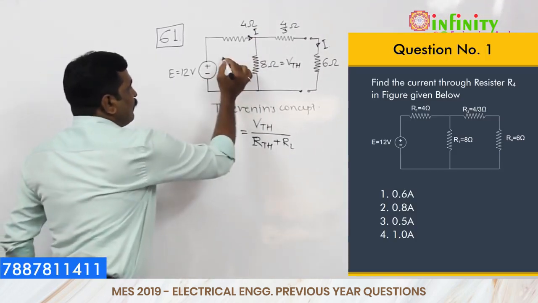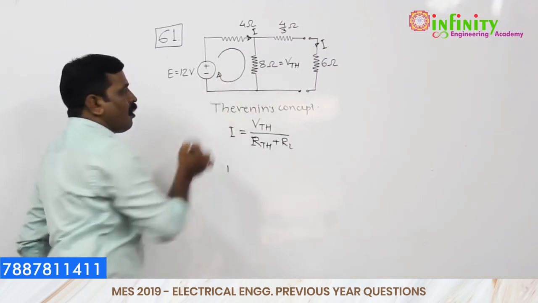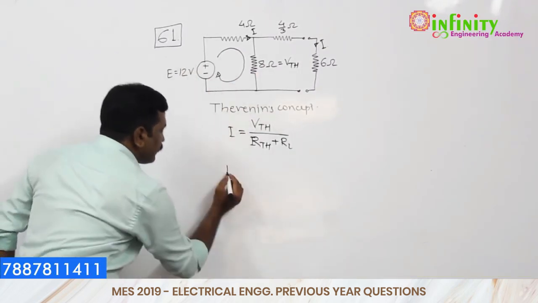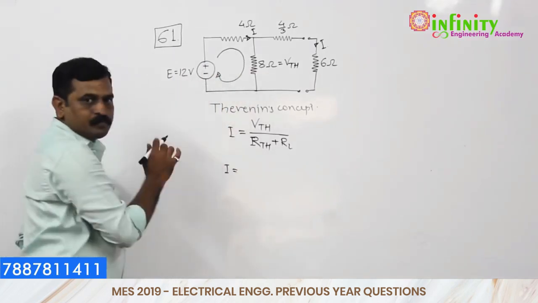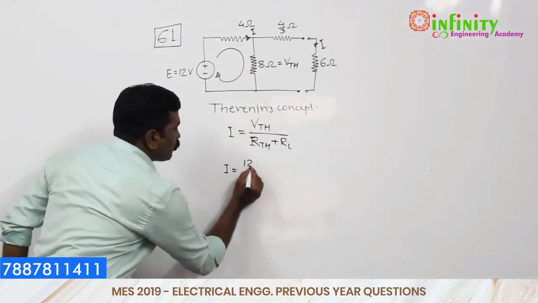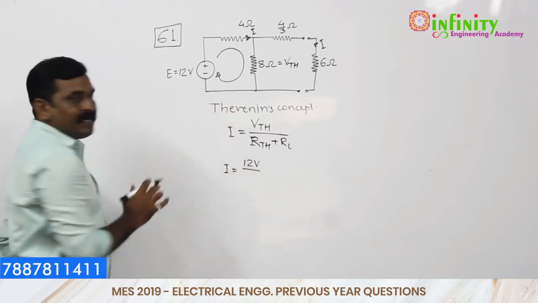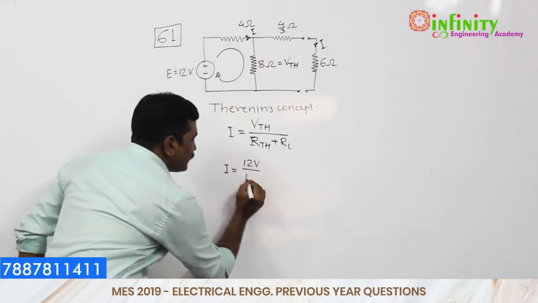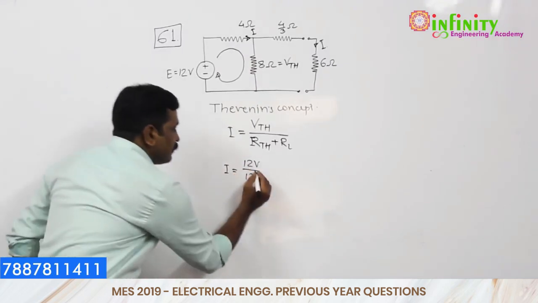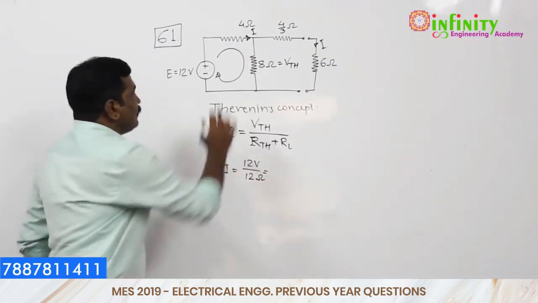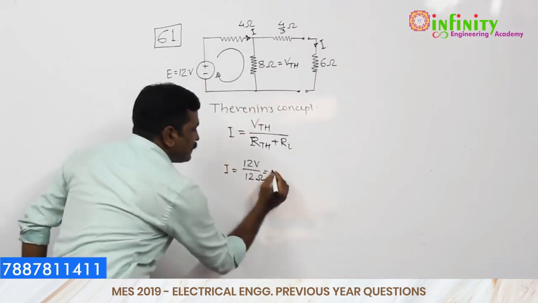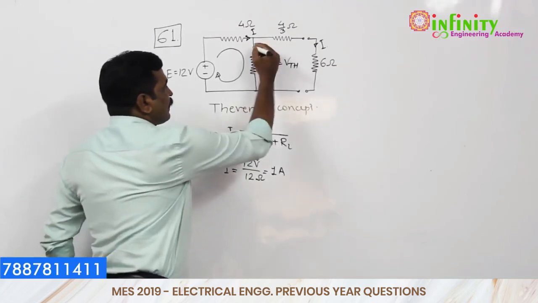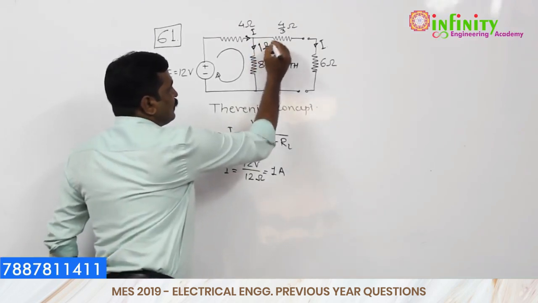So applying a simple law over here, we'll just have the total voltage. So the current I is equal to the total voltage, that is 12 volt, divided by the 2 resistances in series. So 8 plus 4, that is nothing but the 12 ohm. So we just have the total current flowing through this, which is nothing but the 1 ampere. Now we got the 1 ampere current which is flowing through this resistance.